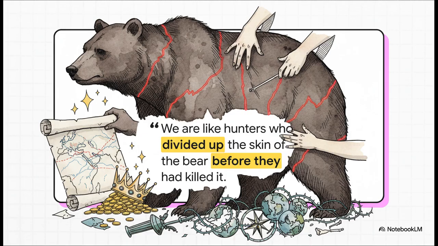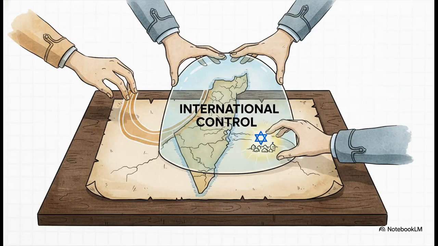The spoils were already being divvied up, all based on a victory that hadn't even happened yet. And then, just when you think it can't get any more complicated, they throw in promise number 3, and this one might be the most consequential of all. In 1917, the Balfour Declaration committed the British government to supporting the establishment in Palestine of a national home for the Jewish people. Now, the strategy here was to win support from the Jewish diaspora around the world for the Allied war effort, but look at what this created.